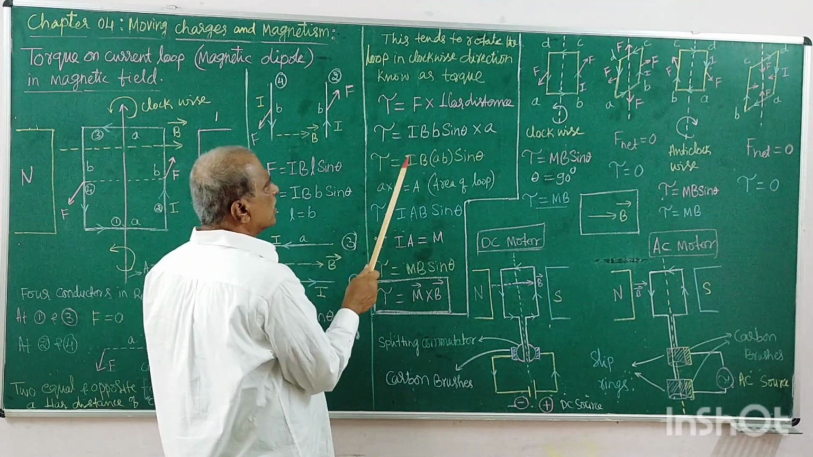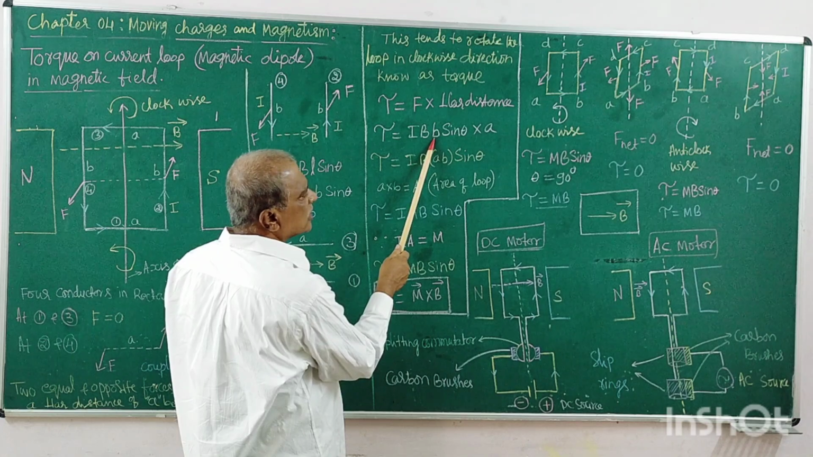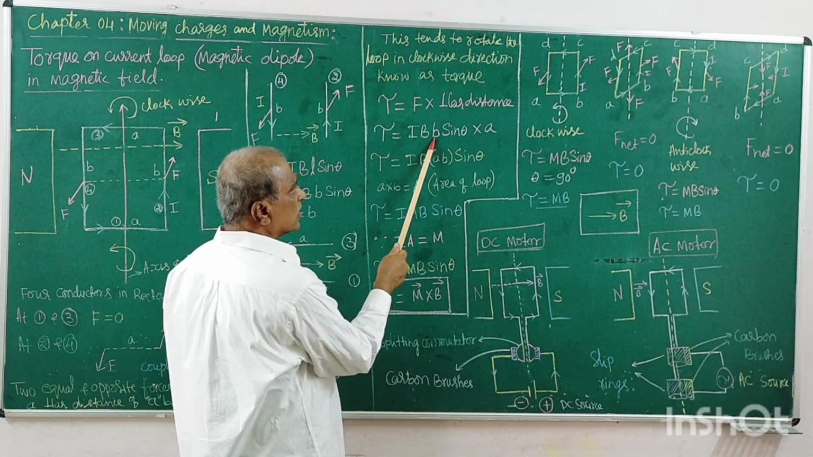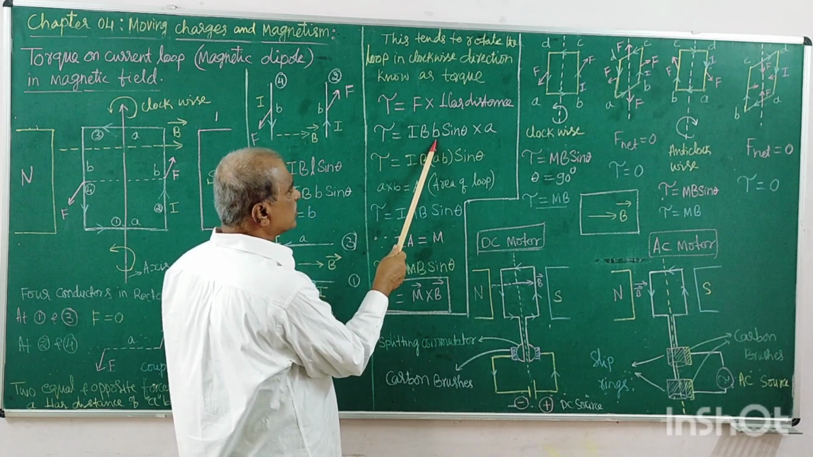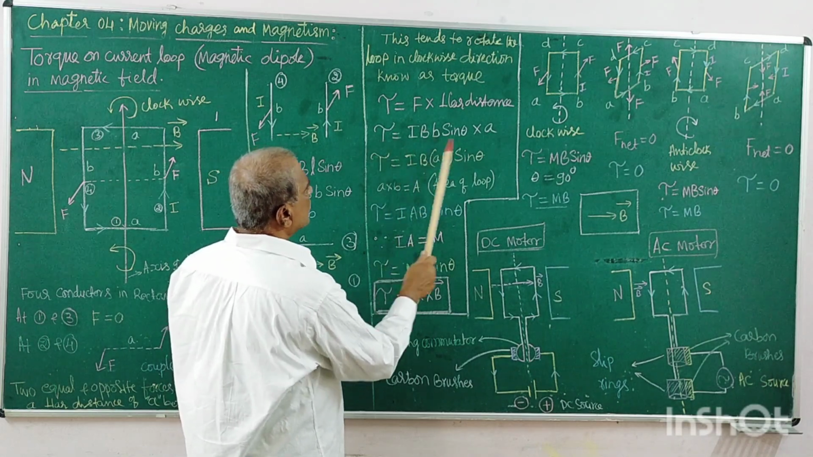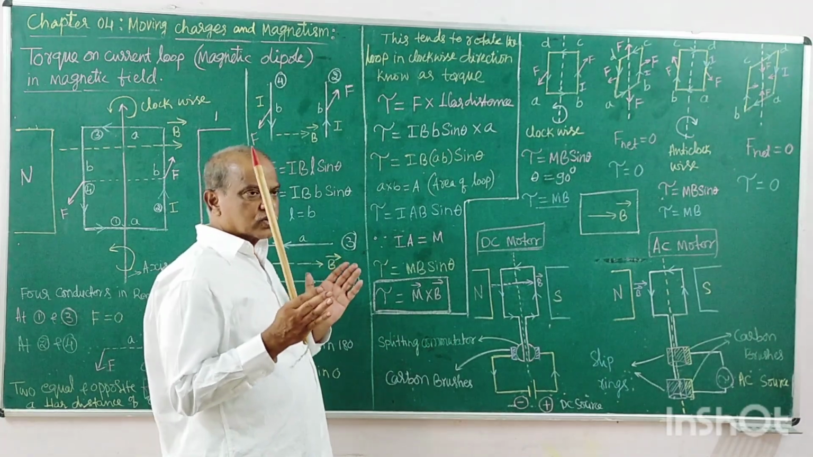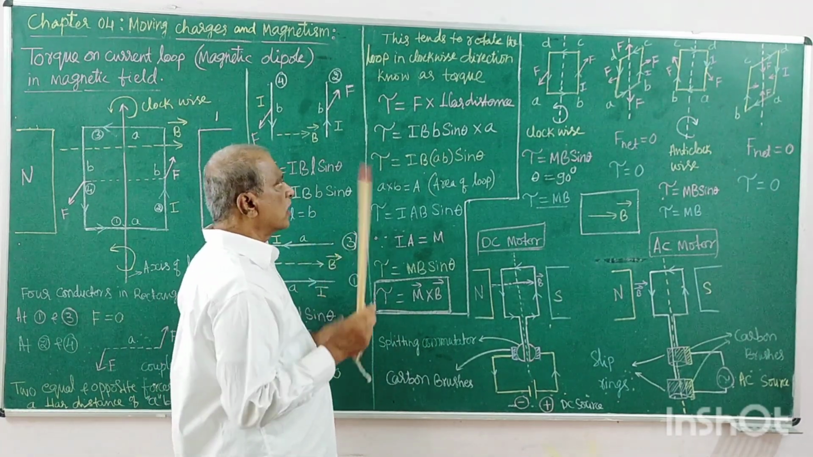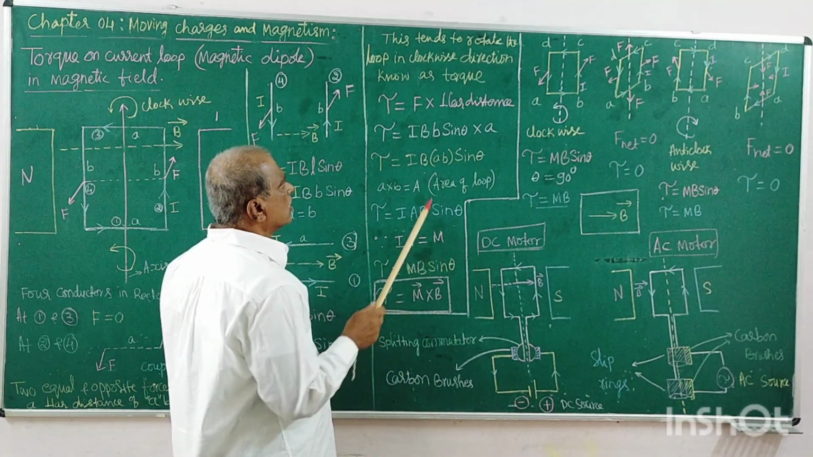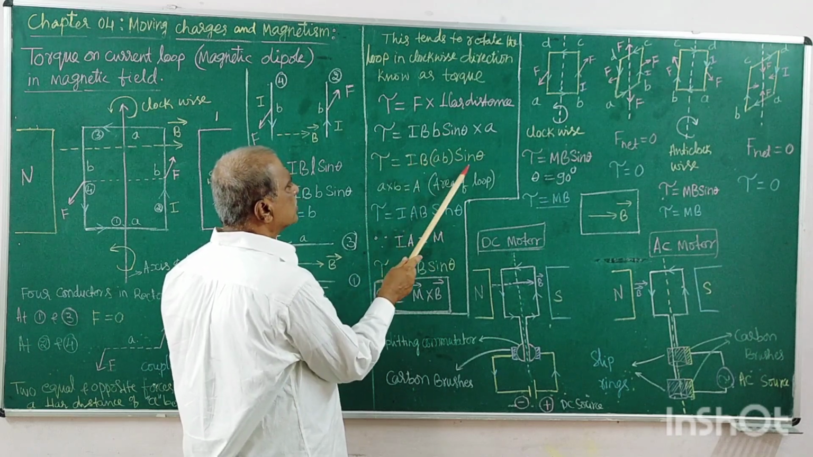The force is I B B sin theta. L stands for B, B stands for the length of the conductor. Both the conductor lengths are the same. So you have to simplify. This is the torque force, the net torque force on the rectangular loop. Now I simplify. This is A into B, I B sin theta.